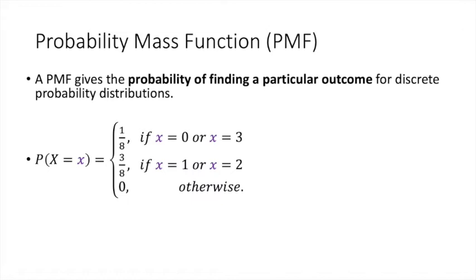You can clearly see that this function, the PMF, gives probabilities for each unique outcome. For example, if the particular outcome we are interested in is 2 heads, then small x equals 2. And we can easily compute that the probability of finding 2 heads equals 3 over 8.